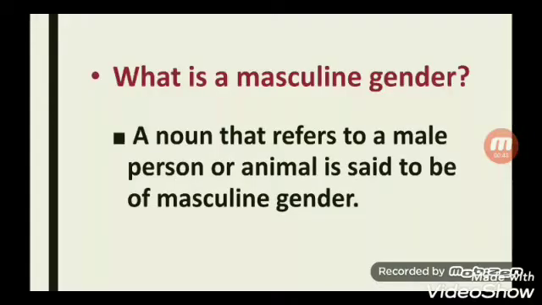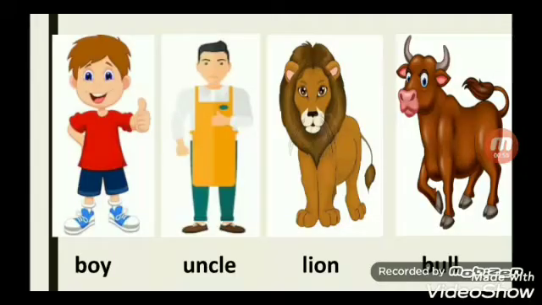What is a masculine gender? A noun that refers to a male person or animal is said to be of the masculine gender. For example, boy, uncle, lion, bull. Children, all these nouns are masculine gender.